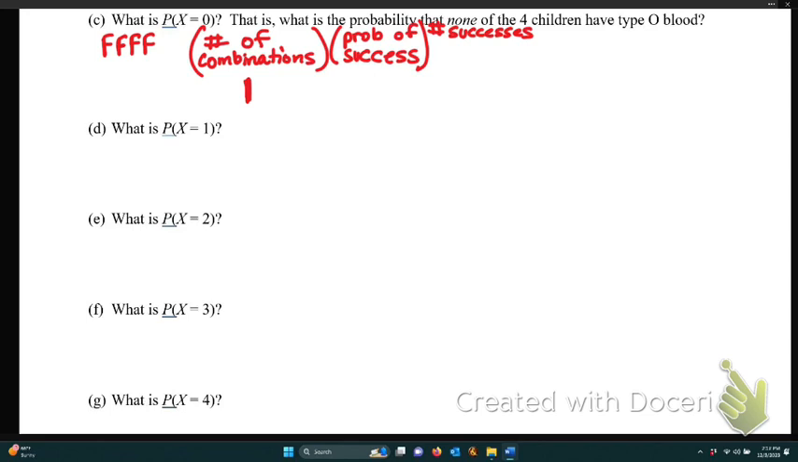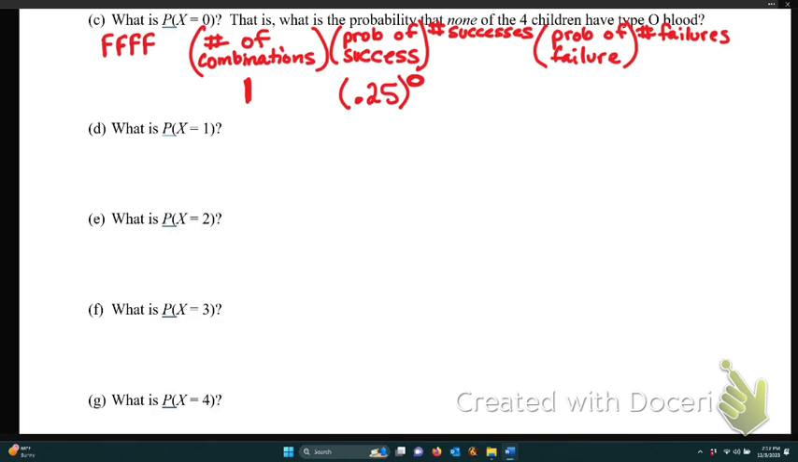Now, for this particular situation, what is our probability of success? 0.25. And how many successes do we have if x equals 0? We have 0 successes. Let's think back to algebra. What is anything raised to the 0 power? 1. So this is effectively right now 1 times 1. Are you guys with me so far? Perfect. Then we're going to use the probability of failure, and we're going to raise that to the power of the number of failures.